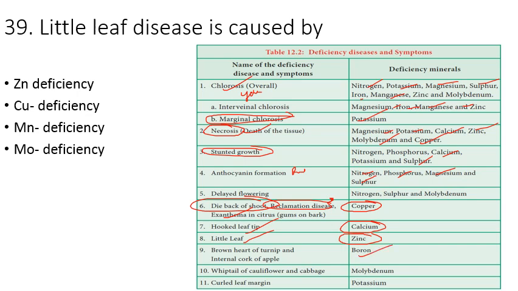Then brown heart of turnip and internal cork of apple are due to deficiency of boron. Boron also plays an important role in pollen grain germination. Next, whiptail disease of cauliflower is due to deficiency of molybdenum. Curled leaf margins occur due to deficiency of potassium. These are some of the elements which show these symptoms.